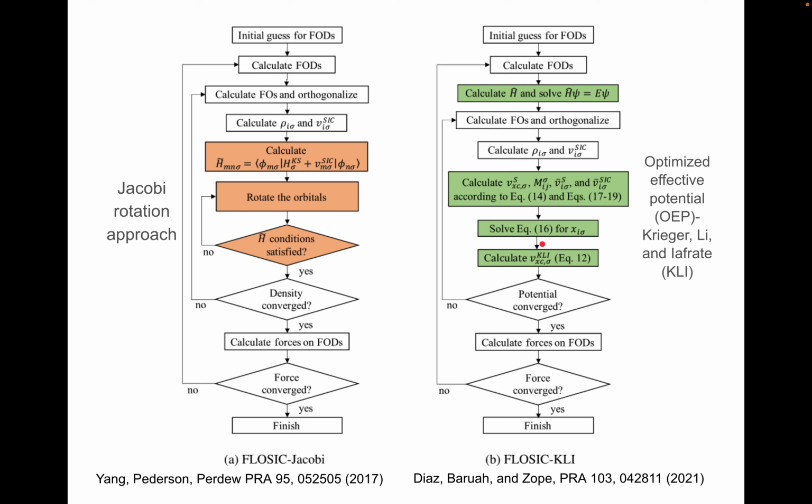The advantage of the KLI is that the effect of the SIC is exposed to the entire eigenvalue spectra. So the SIC effect is there not only for the occupied orbitals but also for the unoccupied orbitals as well. The KLI approach is available in one of the UTEP versions of the FLOSIC code. In the public release version, again, the Jacobi rotation is being used.